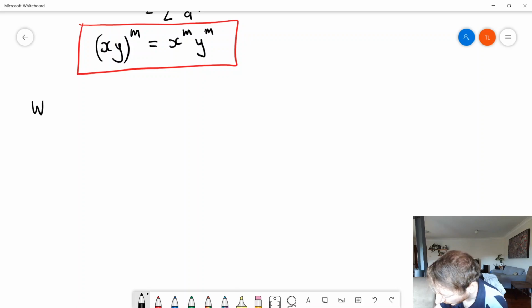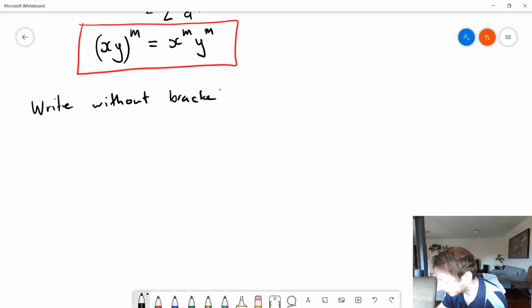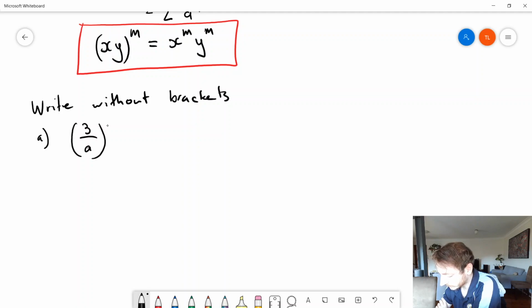Alright, let's say right without brackets. Let's say we've got 3 over a, all to the power of 3. Well, just like we looked at, that 3 applies to the 3 and to the a. So we've got 3 cubed over a cubed, which is 27 over a cubed.